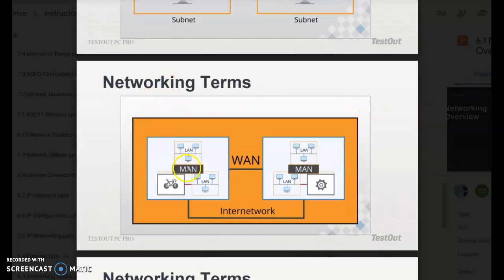Networking terms, again: we have WAN, wide area network, which is called the internet, a network of networks, and MAN is metropolitan area network, like a city, and LAN is local area network, and we have a PAN, personal area network.